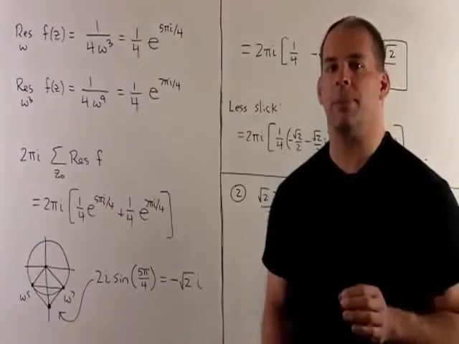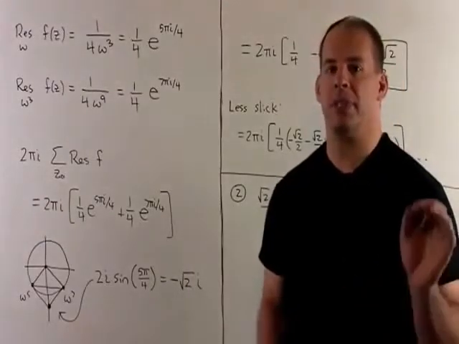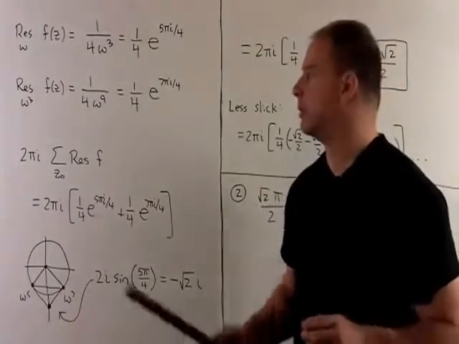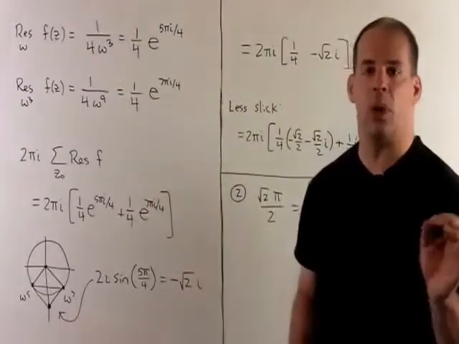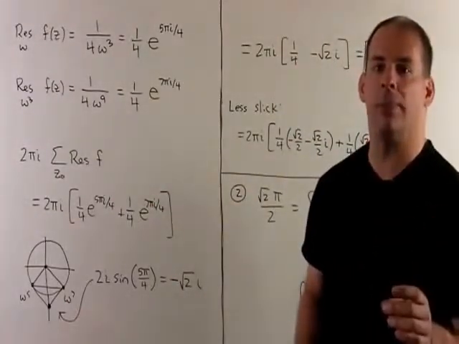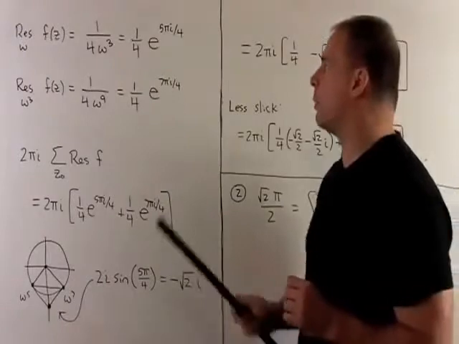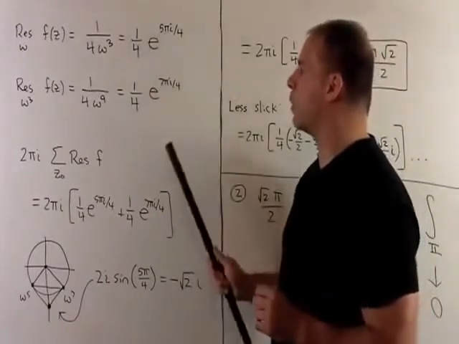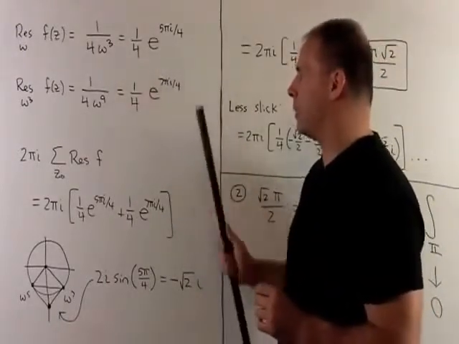In a similar manner, you could use L'Hopital's rule to get the residue at omega cubed. That's going to be 1 over 4 omega to the ninth power. If we put these in polar form, we have 1/4 e to the 5 pi over 4, 1/4 e to the 7 pi over 4.